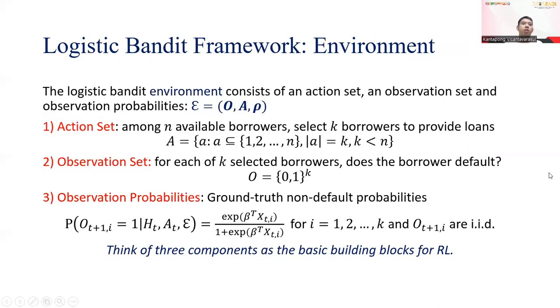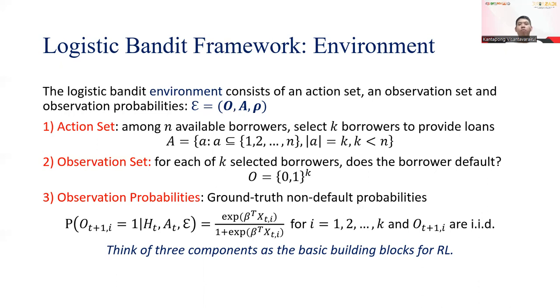So let's start with the environment. This logistic bandit framework environment consists of an action set, which is: among n available borrowers, select k borrowers to provide the loans. The observation set is, for each of the k selected borrowers, does the borrower default or not? We signify this with 0 and 1. 1 means non-default, so the agent is better off, and 0 is default, so the agent is worse off. The observation probabilities are the ground truth non-default probabilities represented by this formula here.